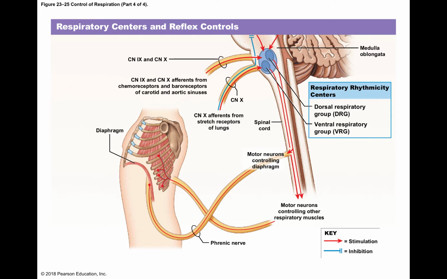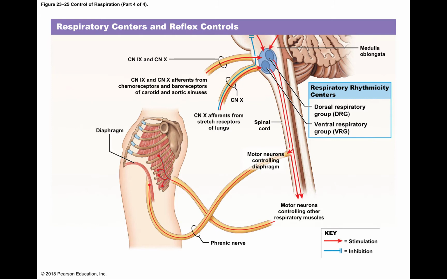So in the central nervous system, here's your spinal cord, and then here's the brainstem. This is the medulla oblongata. And remember we said the medulla oblongata was where you had your primary respiratory center and your cardiovascular center. All right, well, here's what specifically it is.